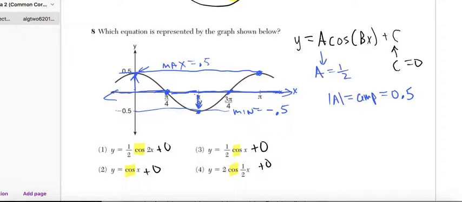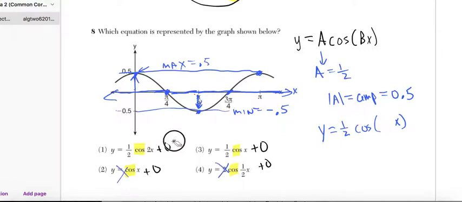Based on what we have so far, all of them have a midline of 0, right? So basically, it needs to be of the form y equals 1/2 cosine of bx, and we need to find out what b is now. So a equals 1/2. That eliminates choices 4 and 2. And we don't need this 0 here anymore.